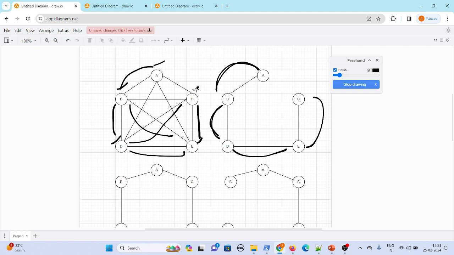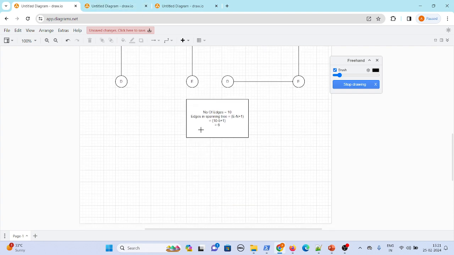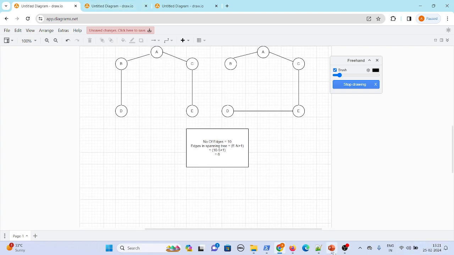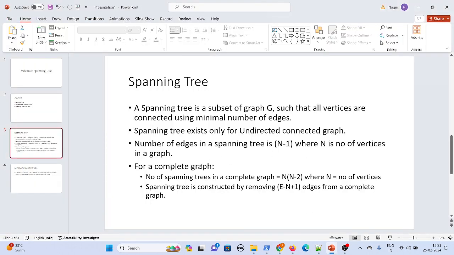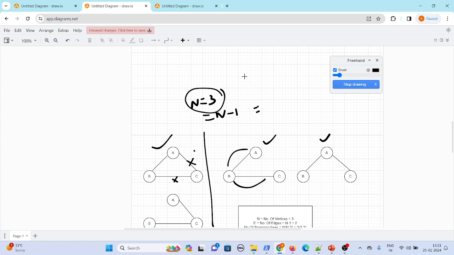Okay. So let us consider a complete graph. The number of spanning trees that can be formed from a complete graph is n power n minus 2. So let us see the formula here. If you see n equal to 3, n power n minus 2 is 3 power 3 minus 2, which is 3 power 1. So 3 power 1 is nothing but 3, right?